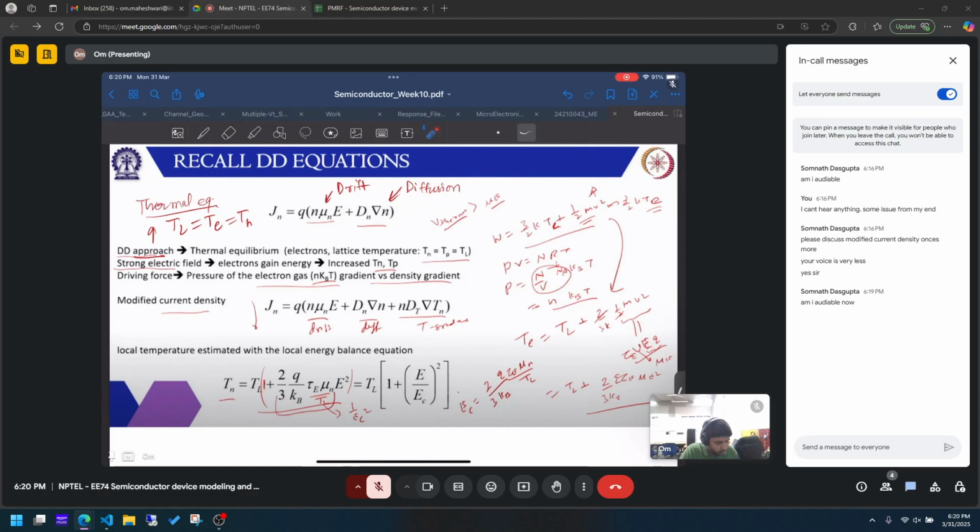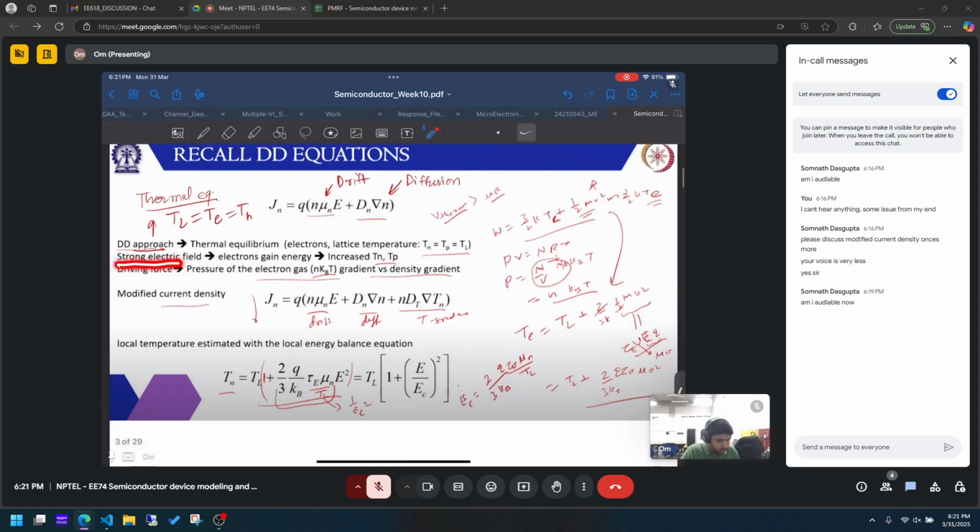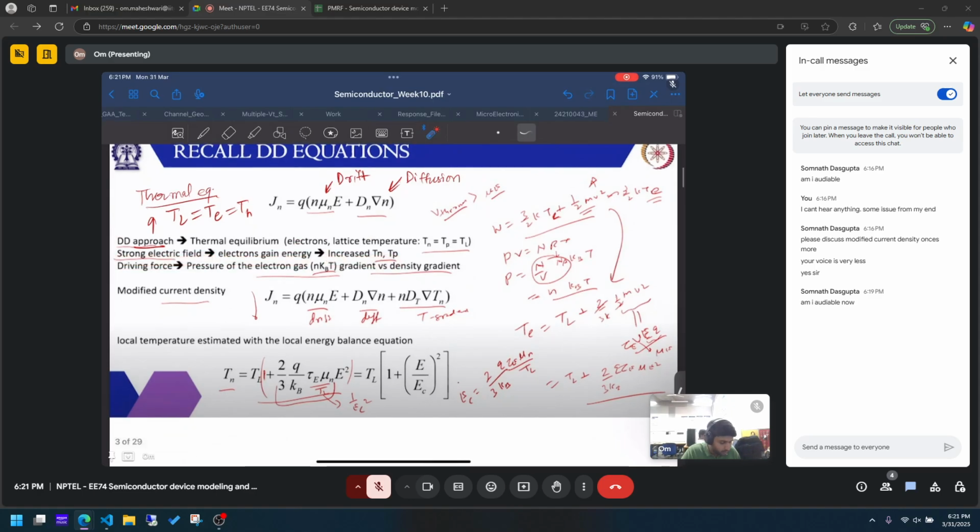But this drift diffusion equation was defined in the thermal equilibrium condition. The thermal equilibrium condition is that the lattice temperature or the room temperature is equal to the temperature of the electrons equals the temperature of the holes. But what happens when we have a very strong electric field is electrons gain some high energy, due to which their temperature changes. Any carrier, electron or hole, can gain high energy, so their temperature Tn or Tp may increase.